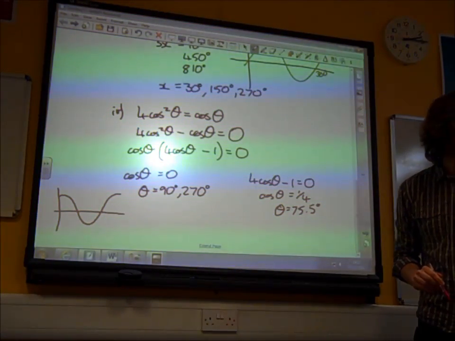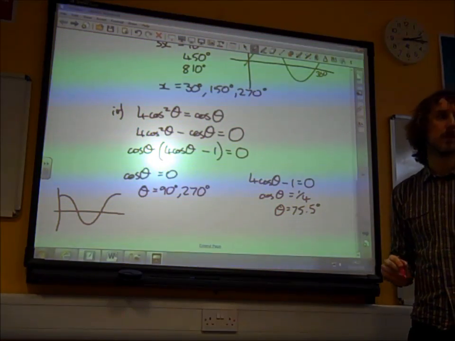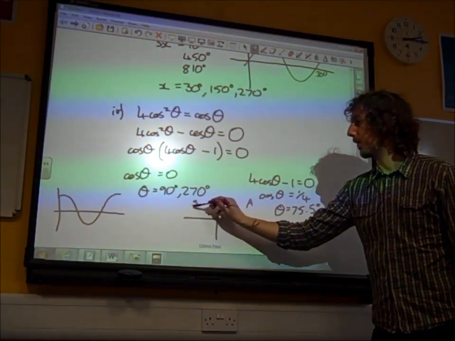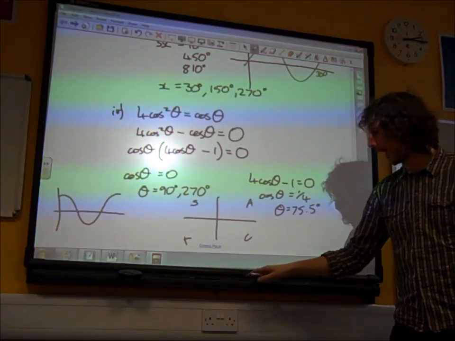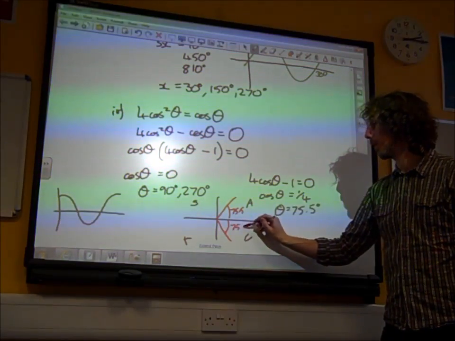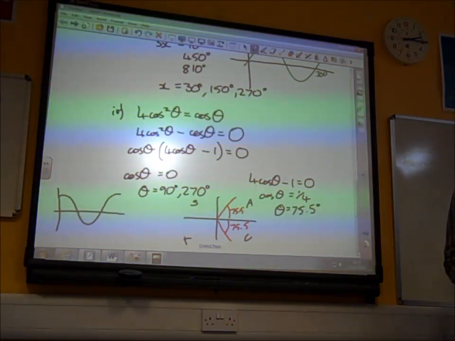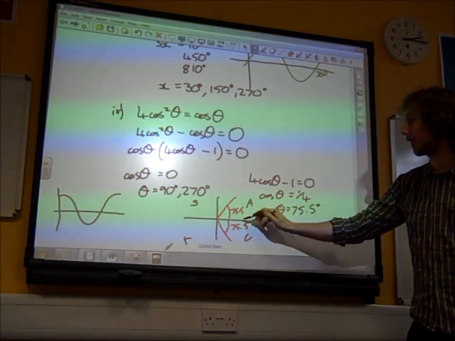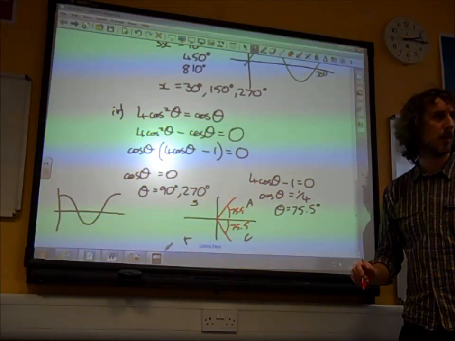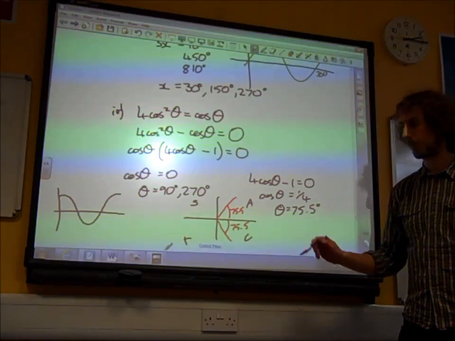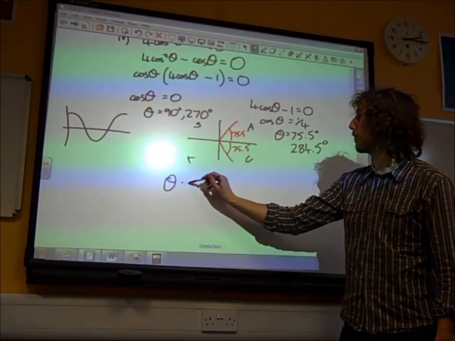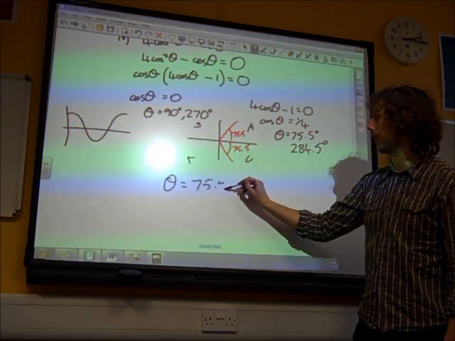What's wrong? Okay, CAST diagram it. This was cos and it was positive, so our angle is going to go in there and there. 75.5, and the next value around to here would be, what is that this time? 284.5. And just because it's a nice thing to do, we're going to end the question by writing them in ascending order, because I like doing that.